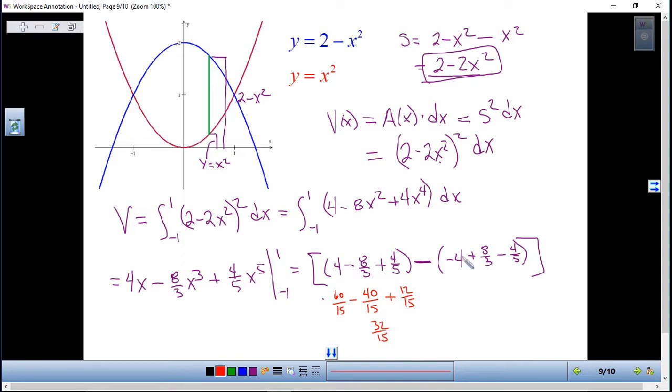Well, like I said, since we have the exact same numbers over here, just opposite signs, this one over here is going to be negative 32 over 15. You can go ahead and do that if you want to, but you're going to end up with negative 60 over 15 plus 40 over 15 minus 12 over 15, and you're going to get negative 32 over 15. So you end up with 32 over 15 minus a negative 32 over 15, which gives us what? 64 over 15 for our answer. 64 over 15 is the volume of this thing that would be made from that.